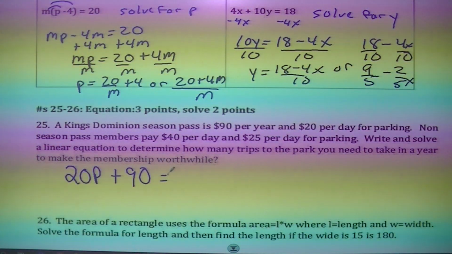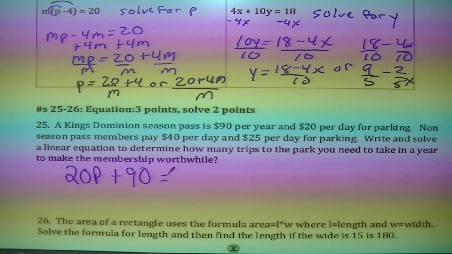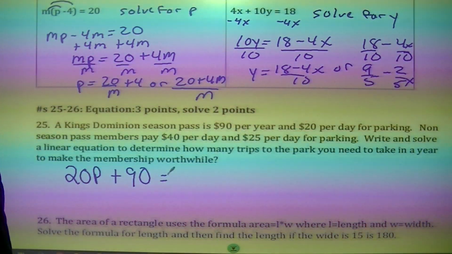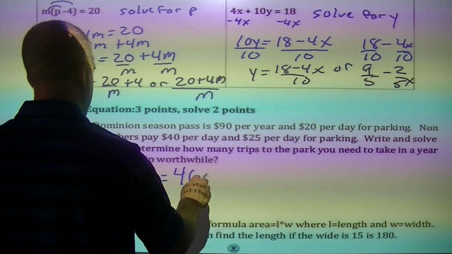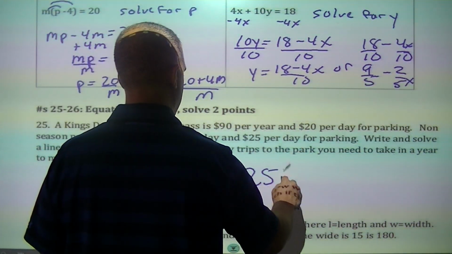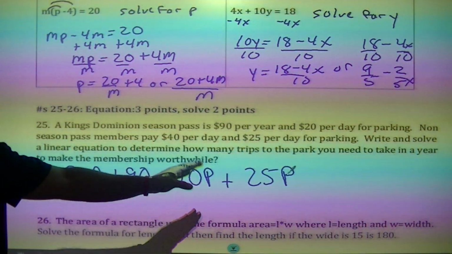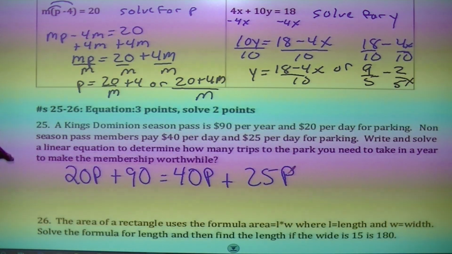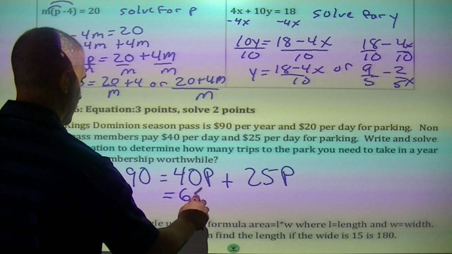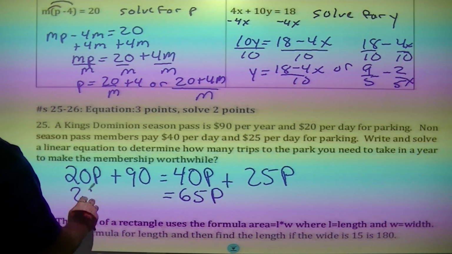Okay, all right. Season pass members, non-season pass members, pay $40 per day plus the $25 to park. Okay, all right. So the P is the per day. What's getting done per day? Okay, so the idea behind that, I would have to combine the like terms. Okay, 65p for that side.